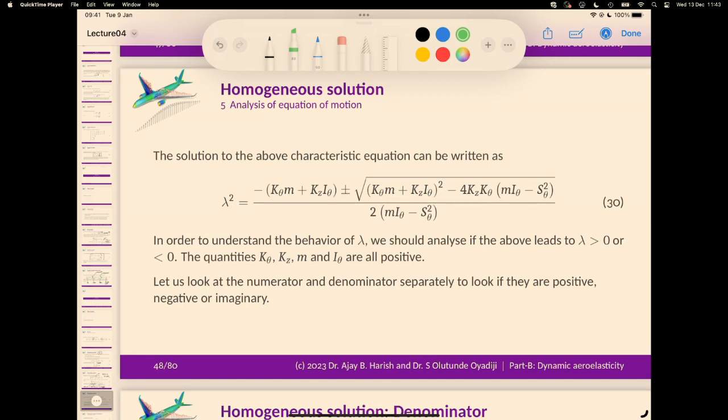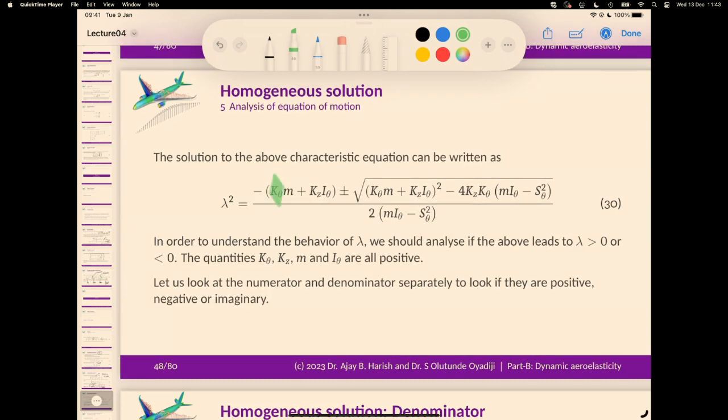Now, one thing that we want to observe is, for example, k theta, m theta, kz, I theta, s theta. All of these are terms somehow related to mass. So k theta and kz are the spring stiffnesses. M is the mass. All of them should be positive. You can't have a negative mass, and you can't have a negative stiffness.